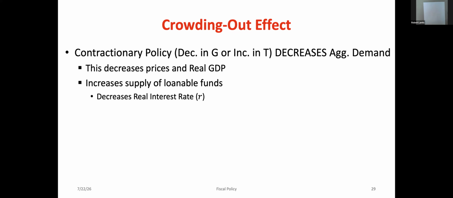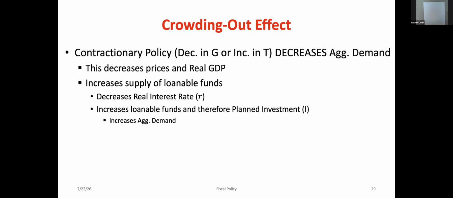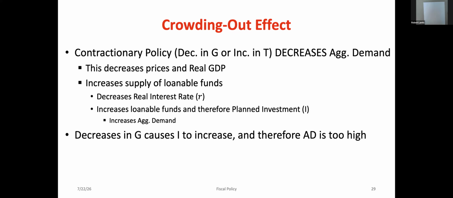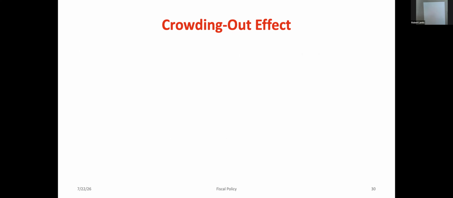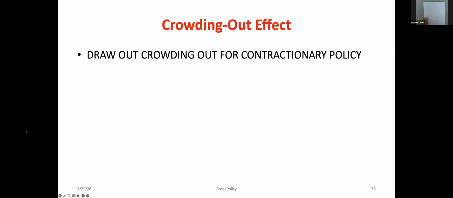If interest rates are lower, the cost of investment is lower. More firms are going to invest into projects. We'll see an increase in investment in physical capital, which increases our aggregate demand. Increases in aggregate demand push our GDP to be higher. So decreases in government spending will increase investment. Therefore, it's not the planned amount that we wanted. Aggregate demand is actually higher than the amount that would close the gap, and we still have an inflationary gap existing.